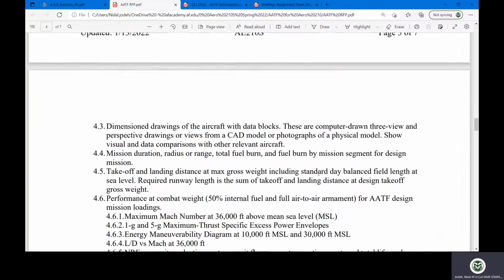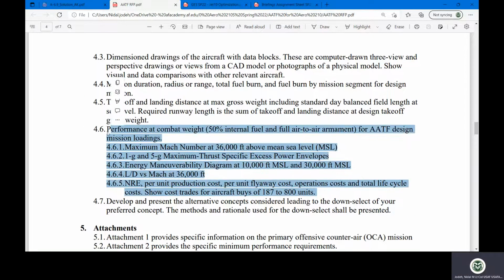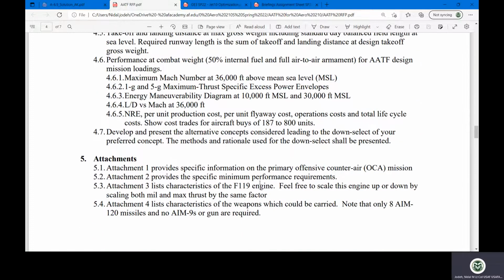Okay. Some measures of merit. We get into some performance requirements here. Max Mach number, 1 and 1.5 Gs in specific excess thrust power envelopes. This is what you need to present. Energy maneuverability diagram at 10,000 and 30,000 feet. NRE for 187,800 units and per aircraft cost.